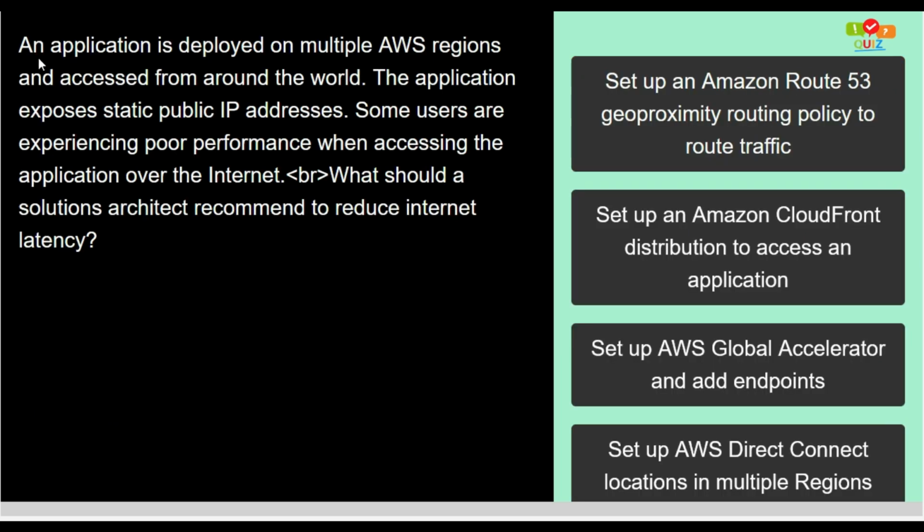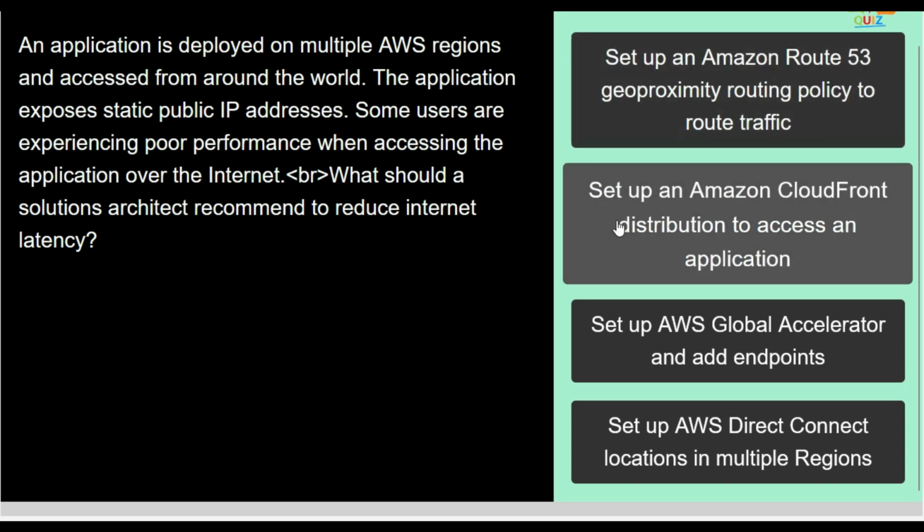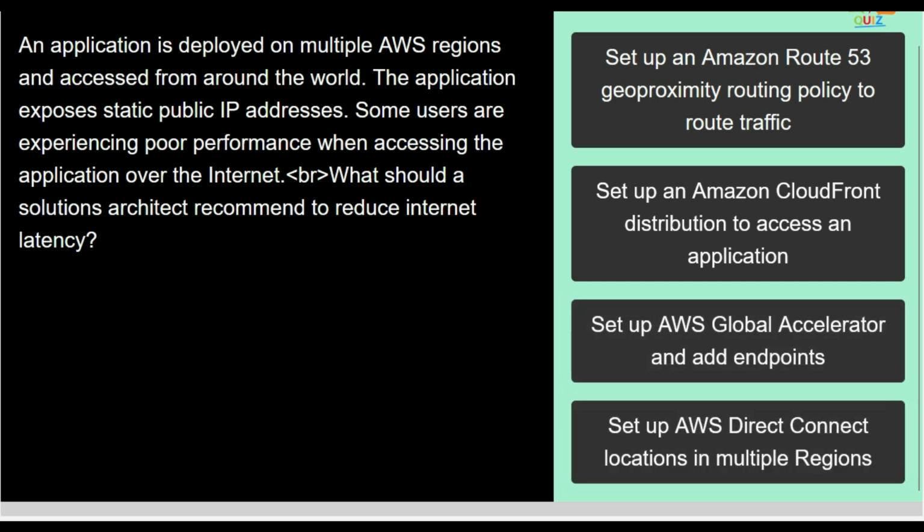Next question. Question 3. An application is deployed on multiple AWS regions and accessed from around the world. The application exposes static public IP addresses. Some users are experiencing poor performance when accessing the application over the internet. What should a solutions architect recommend to reduce internet latency? Now there are 4 options. This is option 1, option 2, option 3 and option 4. You have 10 seconds.